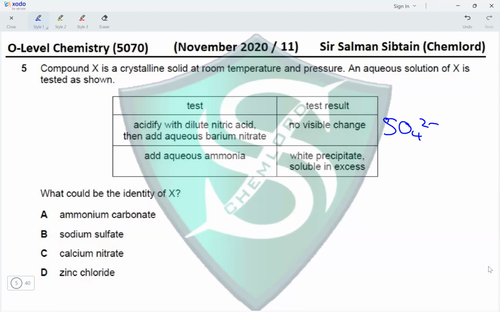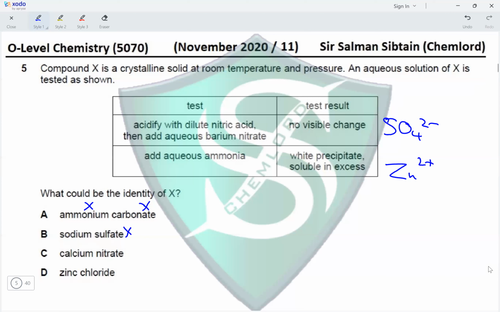Add aqueous ammonia, white precipitate soluble in excess. The only ion that gives a soluble white precipitate with excess of aqueous ammonia is zinc, Zn2+. So what could be the identity of X? Ammonium carbonate. We have not tested for either of the ions. Sodium sulfate, we tested for sulfate, it was absent.